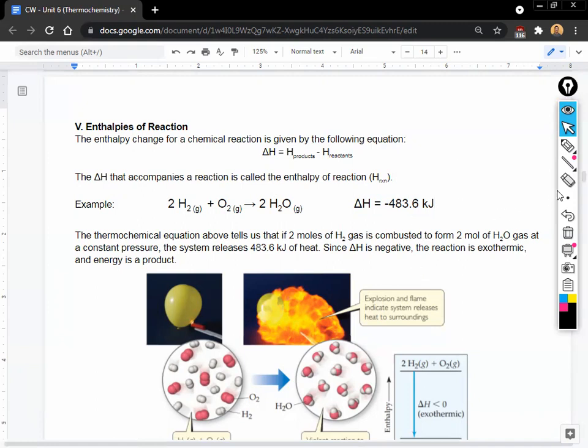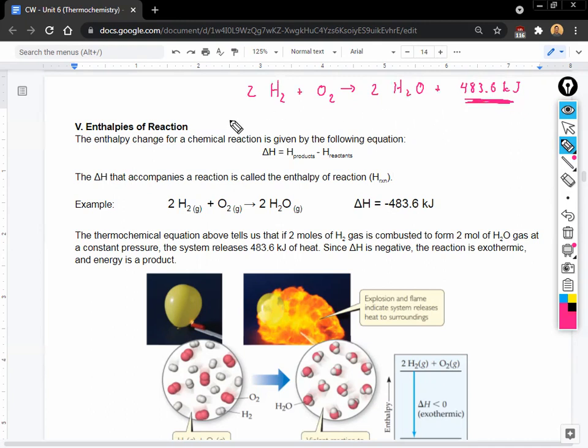So this is a way I like to think about it. When the delta H is negative, that means that energy is a product. Energy is produced in the reaction, okay? So since delta H is like this, we can actually rewrite the equation like this. 2 moles of hydrogen gas plus oxygen gas produces 2 H2O, but it also produces 483.6 kilojoules of energy. Okay, so when we do our stoichiometry, you can actually use this value from the chemical equation.